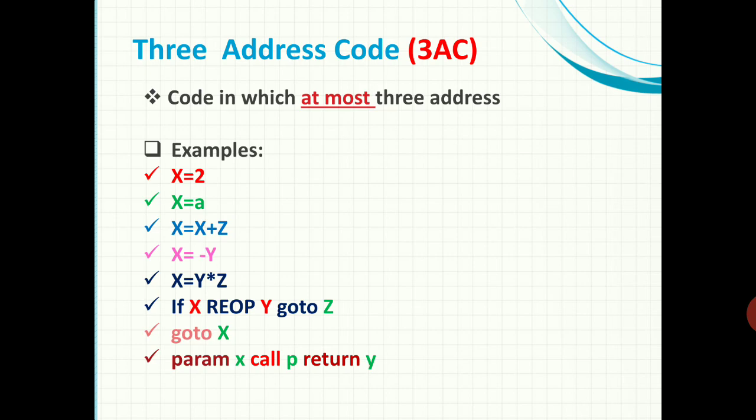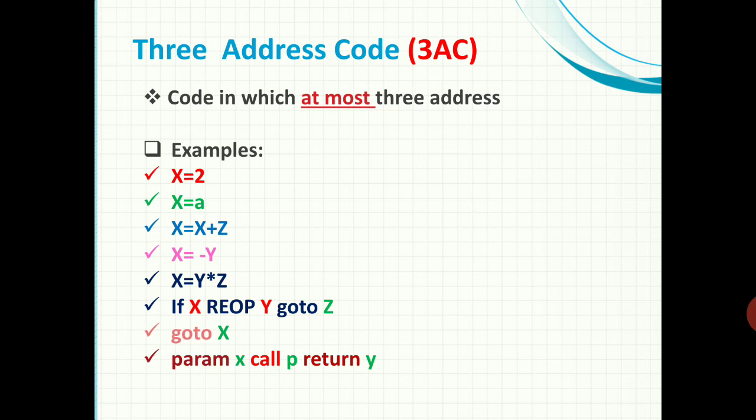Then come to the next example, that is x equal to x plus z. Here it contains a maximum of three references, that is x, again x, then z. Then the next instruction is x equal to unary minus y. It contains two references, x and y, and one operator, that is unary minus. Then x equal to y star z also contains three references and one operator, that is multiplication. So these three instructions, that is x equal to x plus z, x equal to unary minus y, and x equal to y star z, come under the category of assignment statements. That is, it is assigning some values.